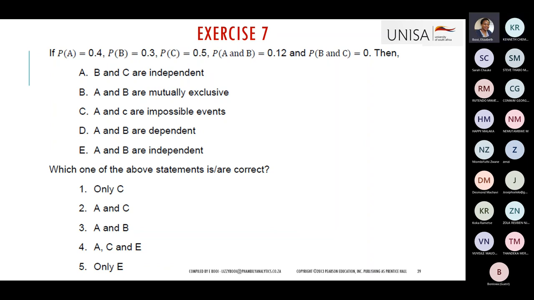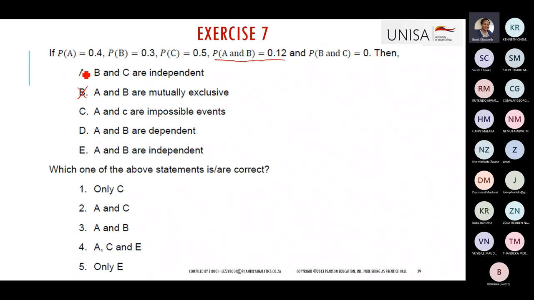Now, you need to take each and every one of them and evaluate the statement and see if they are correct. So let's start with the easy ones. The easy one is B. B says A and B are mutually exclusive. Are they mutually exclusive? Because if they are mutually exclusive, the joint probability of A and B should be equal to 0, right? So are A and B mutually exclusive? No. So we can cross that one out. The others, I cannot test them unless I do some calculations.